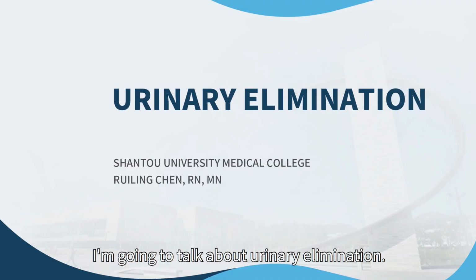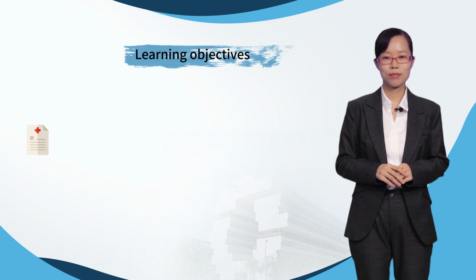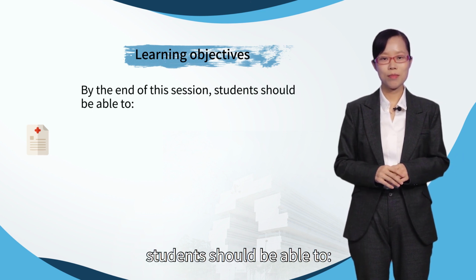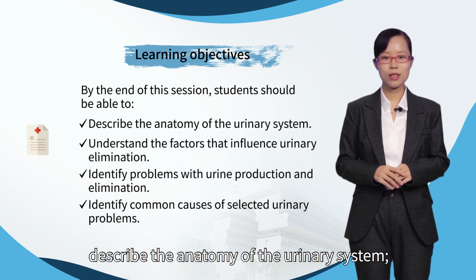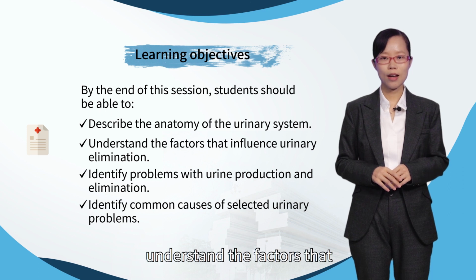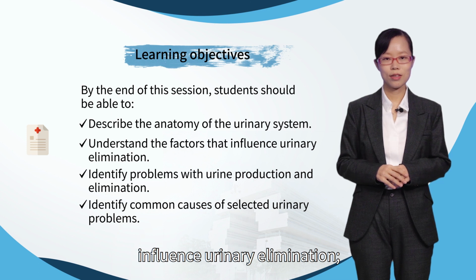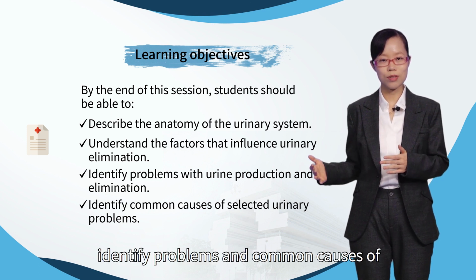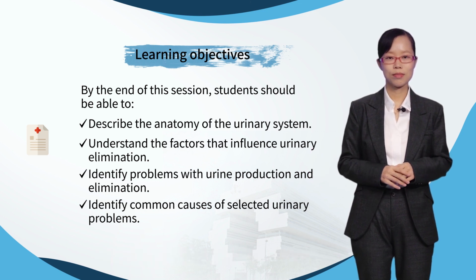Today, I'm going to talk about urinary elimination. We have 4 learning objectives. By the end of this session, students should be able to describe the anatomy of the urinary system, understand the factors that influence urinary elimination, identify problems and common causes of urine production and elimination.